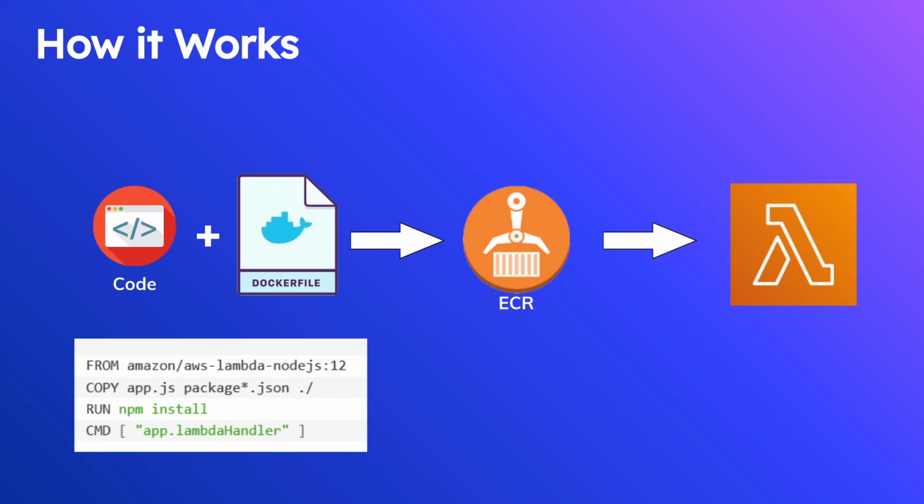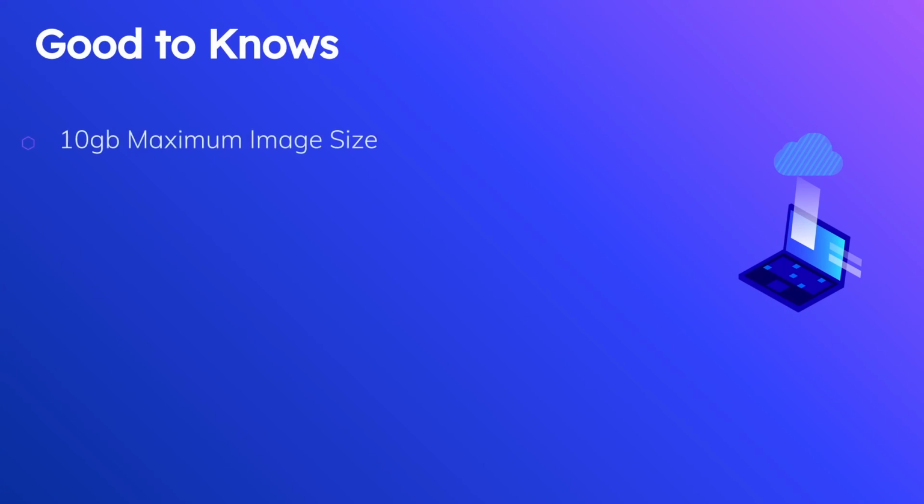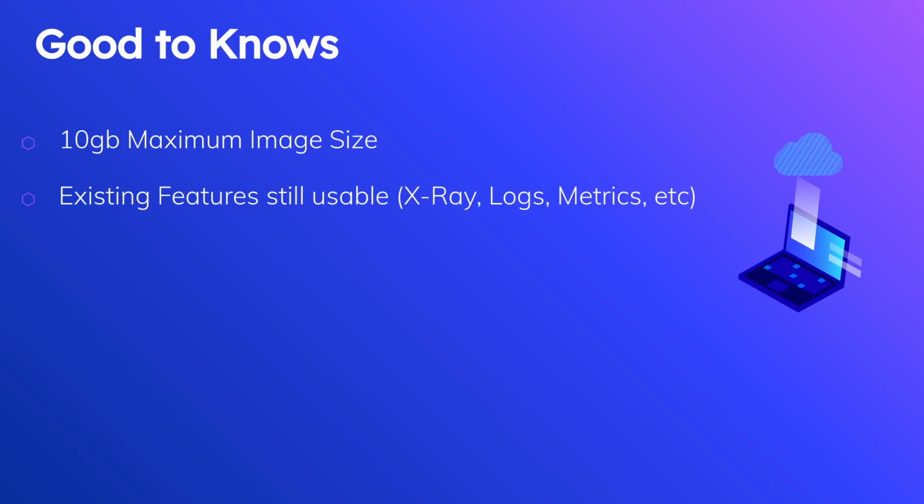So from there, let's talk about some quick gotchas or things that you should know about if you're thinking about using Docker with Lambda. The first one is that, as I mentioned before, there is now a 10 gigabyte maximum image size. The second point is that existing features are all still usable. So things like X-Ray, logs, metrics, provisioned concurrency, all that stuff works out of the box with Lambda and Docker without having to do any extra work. So that's great to see.